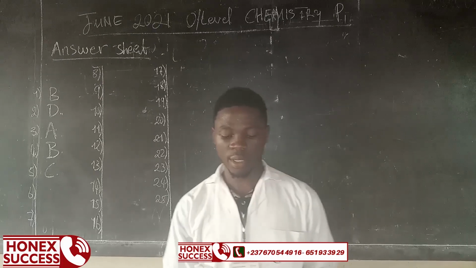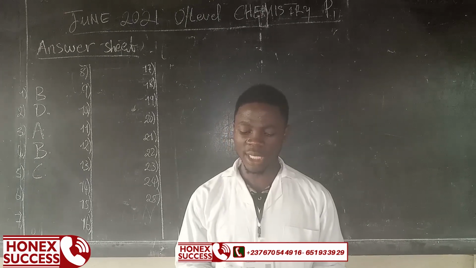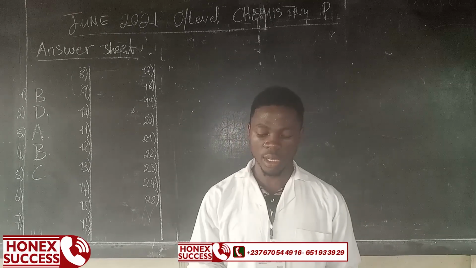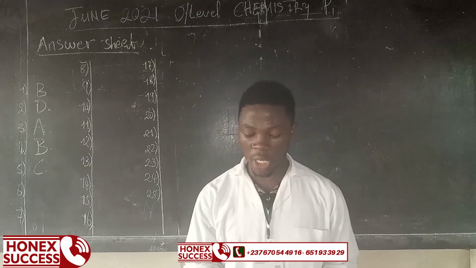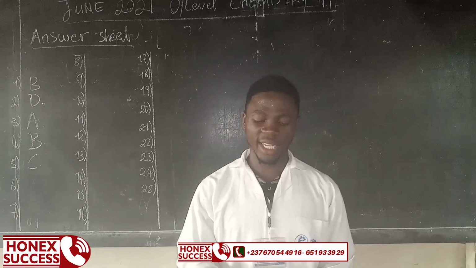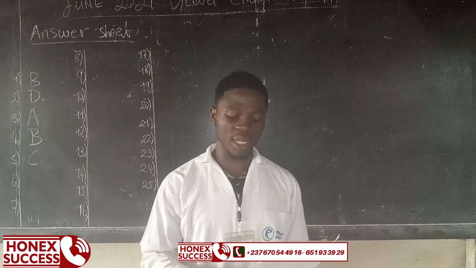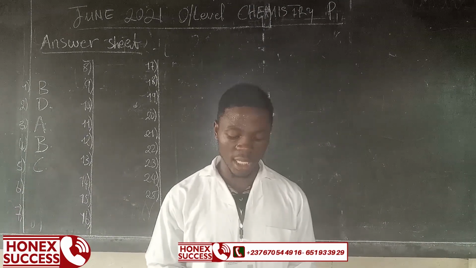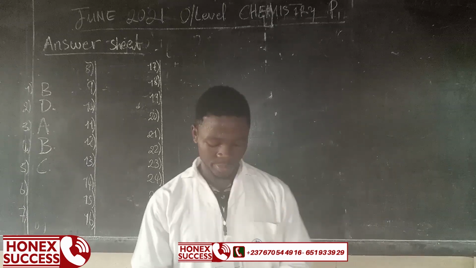Question 6 reads, explain why hydrogen gas is collected by upward delivery. A. It is heavier than air. B. It easily displaces air. C. It is lighter than air. D. It is insoluble in water.